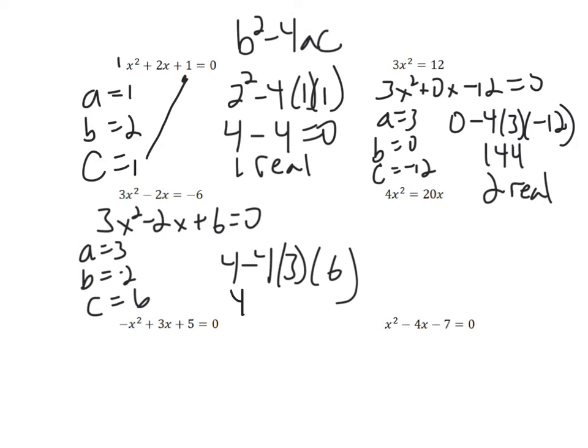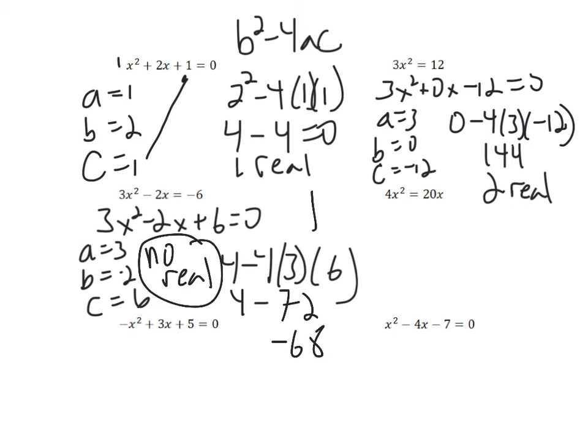And this is going to be 4 minus, let's see, 3 times 4 is 12, and 12 times 6 is 72. So negative 72. I hope you see that this is going to be equal to what? Negative 68. So because that's negative, that tells me there's no real solutions. This is a situation where this polynomial or this quadratic equation is going to look something like this. It'll never cross the x-axis.